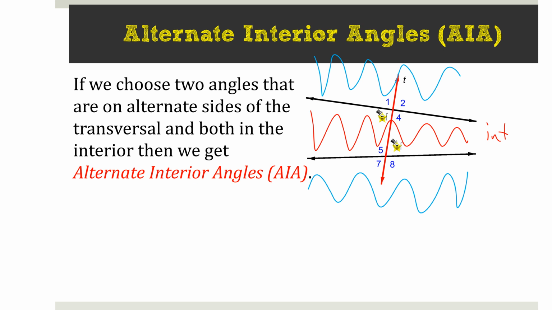Okay, so you see my little dancing stars there. They are satisfying both conditions. They're alternate because they're on opposite sides of the transversal, and they're in the interior. Does that make sense? Okay, good. Where's the other pair of alternate interior angles? There's only one other pair, by the way. 4 and 5. 4 and 5, well done.